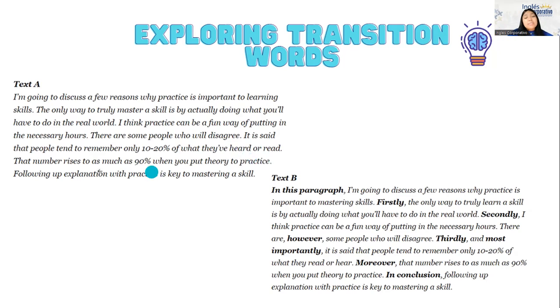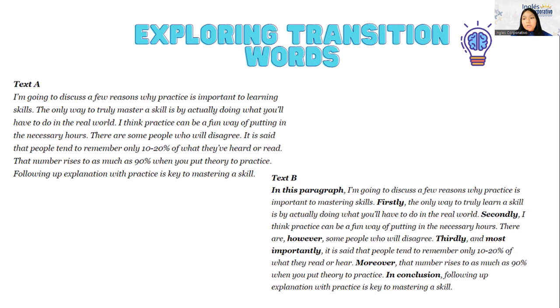So in this case, it says that number rises to as much as 90% when you put theory to practice. And that's why you need to practice. If you don't practice, you won't learn. And you will keep saying, I don't learn, but it's because you do not practice. That's the truth, right? Just with theory, you won't learn, okay?